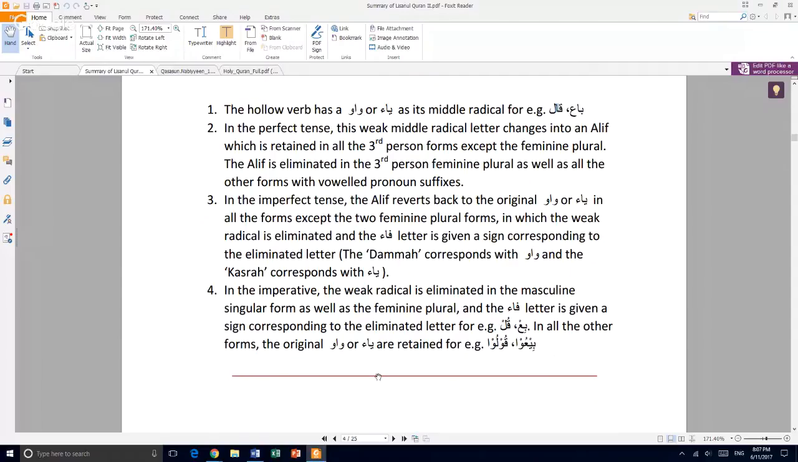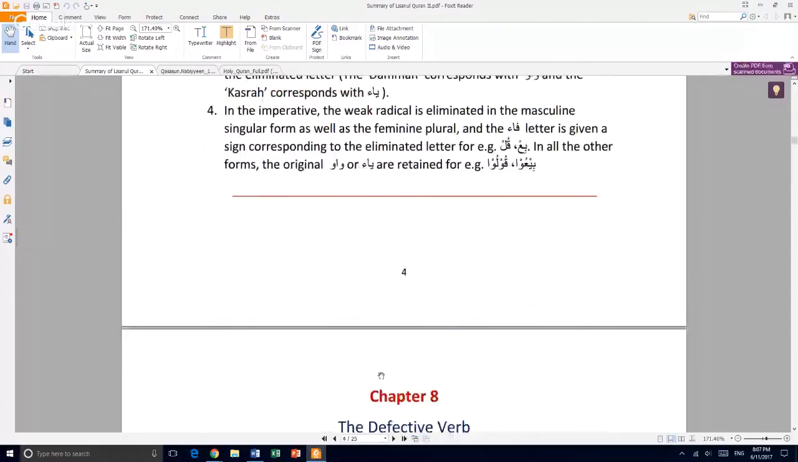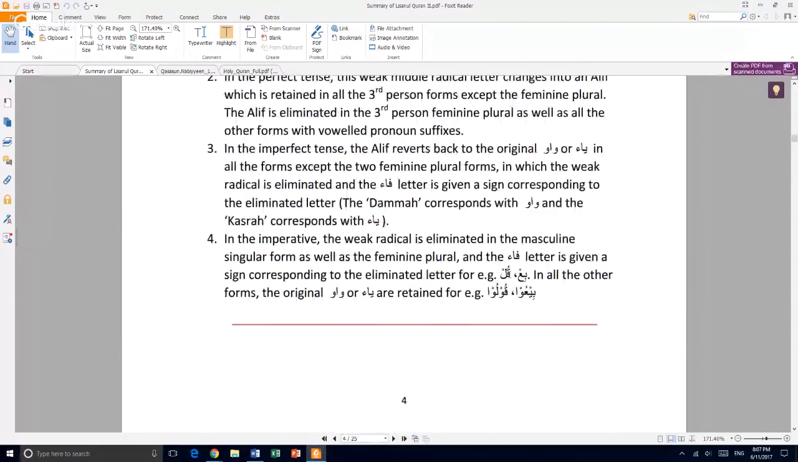Same thing for negative imperative. Is there any difference or not? No, same thing. La taqul, la taqula, so it comes back. La taqulu, la taquli, la taqula, and then la taqulna is already dropped. And la tabi', and then the ya comes back: la tabi'a, la tabi'u, la tabi'i, and then la tabi'na. All good? Ajwaf? Any question?